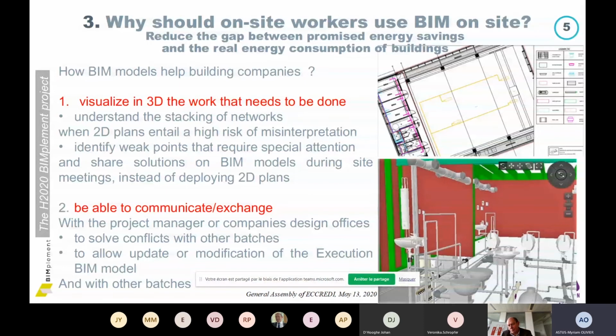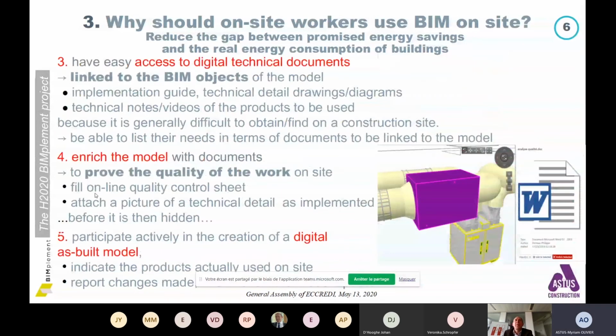The second step is to use communication and exchange tools for better collaboration, both cross-level, I mean within the company, and cross-trade between other batches and the other stakeholders, such as project managers, for instance. Once people can use and manipulate the model, they can have access to technical documents that have been linked to the model, as you can see in the picture here. They can fill up quality control sheets. They can take pictures of what they have implemented and link them to the model also.